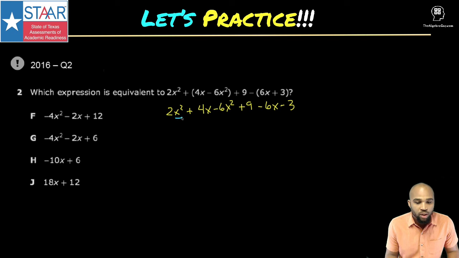So I've got an x squared here, an x squared here, and nowhere else. That gives me 2 minus 6. 2 minus 6 is a negative 4x squared. That's gone, and that's gone. Yay, so I know it can be these two.